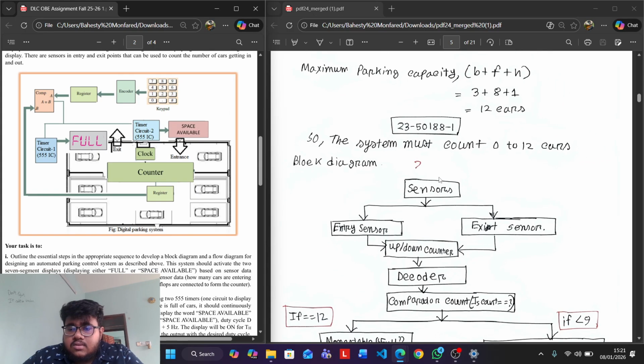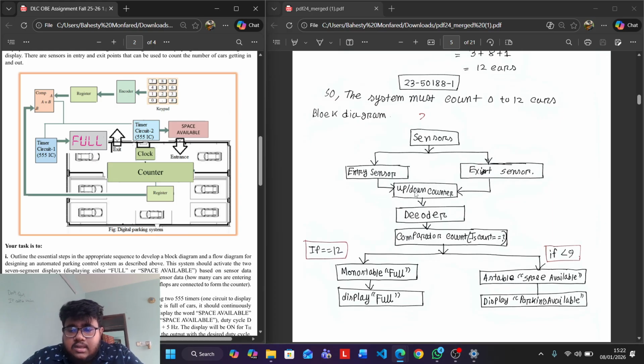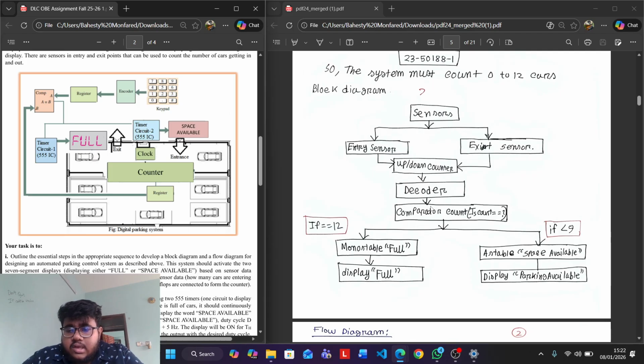I built a flowchart or block diagram for the sensors. We have two sensors: one is the entry sensor and the other is the exit sensor. The entry sensor counts the data of the cars entering, and the exit sensor takes the data of cars exiting. Both are connected to the up counter, then the up counter goes to the decoder, then to the comparator.